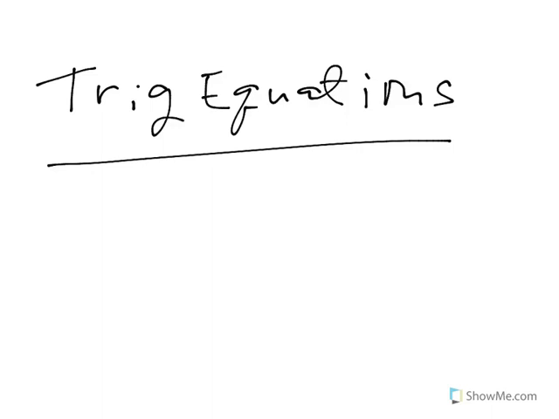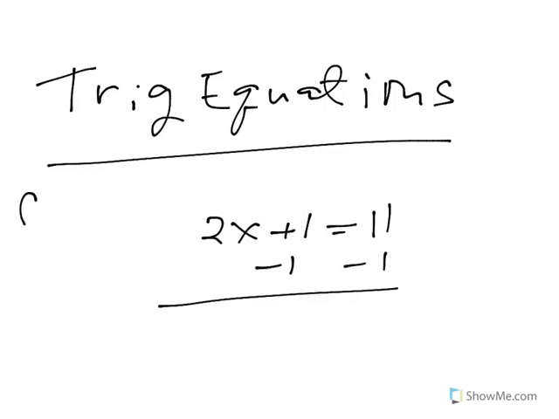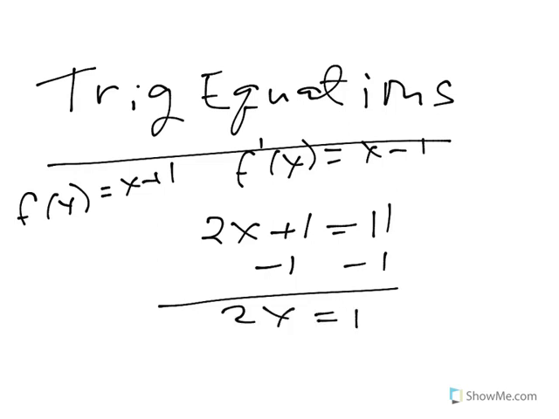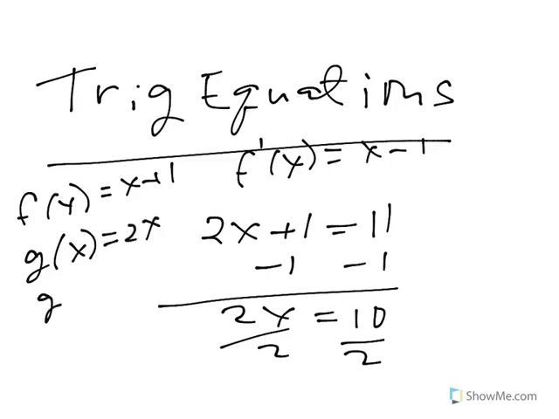Equations are always based on inverses, even something as simple as 2x plus 1 equals 11. When we subtract 1 from both sides, we're using the fact that if f of x equals x plus 1, the inverse of f would be x minus 1. And when we divide both sides by 2, we're using the fact that if g of x equals 2x, then g inverse of x is equal to x over 2.